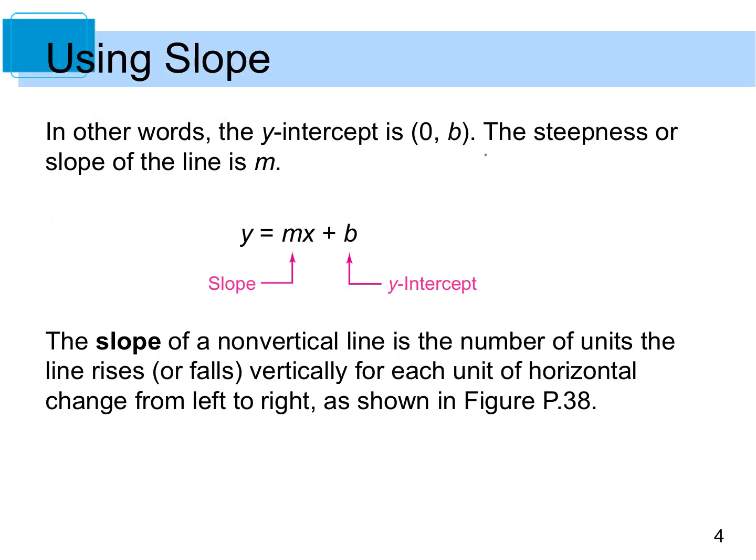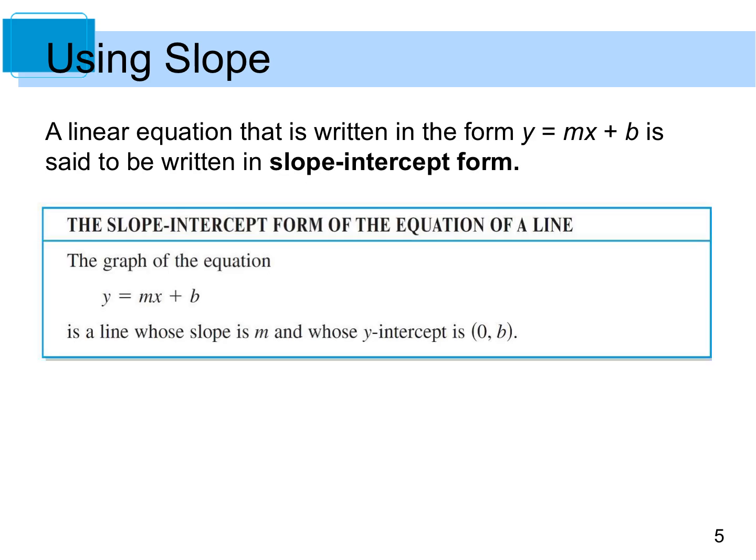So our slope tells us the steepness of the line. So this is our slope-intercept form, which says on the next page. So here, our slope-intercept form of the equation of a line is y equals mx plus b. So you've got your slope and your y-intercept. So slope-intercept form.